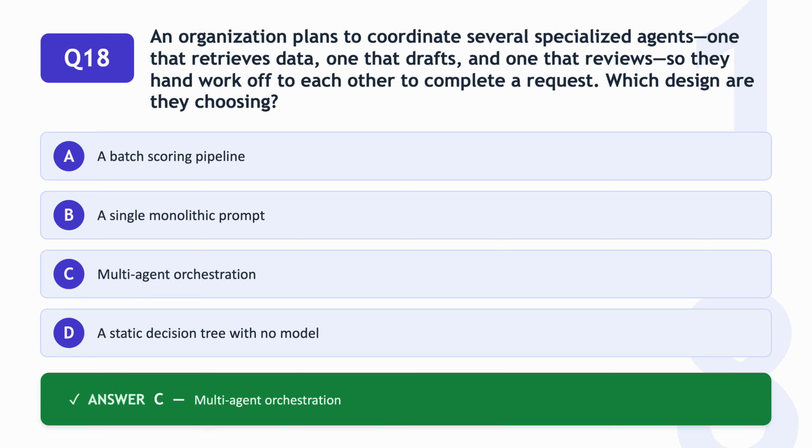Correct answer, C. Multi-agent orchestration. Why C is correct? The scenario describes multiple specialized agents working together. One agent retrieves data, one agent drafts content, one agent reviews the output. They hand off to each other to complete the request. That is a classic multi-agent orchestration design. Microsoft's Foundry training describes multi-agent orchestration as coordinating multiple agents through patterns such as central orchestrators, supervisor coordinated patterns, parallel agent execution, and handoff orchestration.